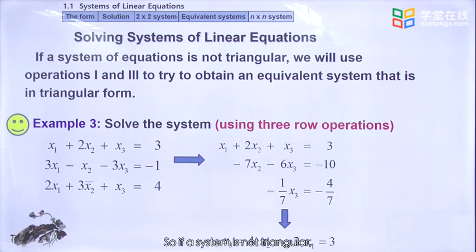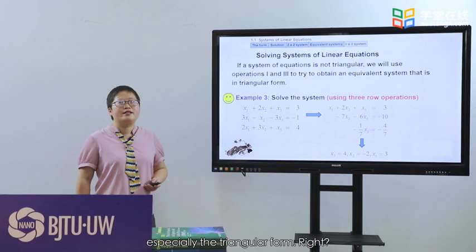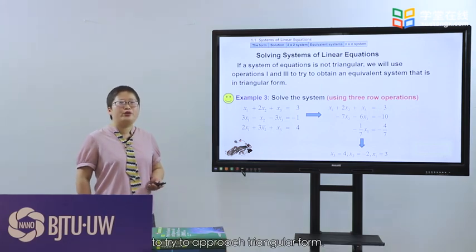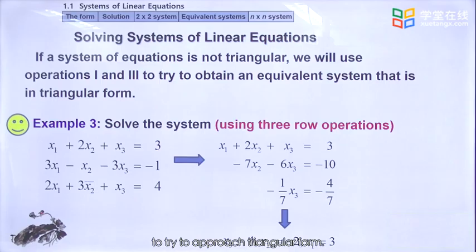Okay. So now we consider solving systems of linear equations. If a system is not triangular, we will use operations 1 and 3 to try to obtain an equivalent system that is in triangular form. Given a general linear system, you want to solve it. So you want to make it a simpler form, especially the triangular form, right? So you can use row operation 1 and row operation 3 to try to approach triangular form.